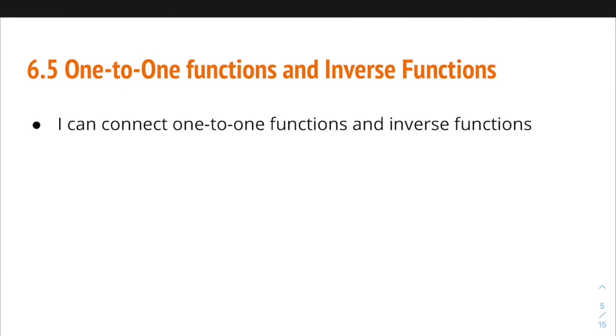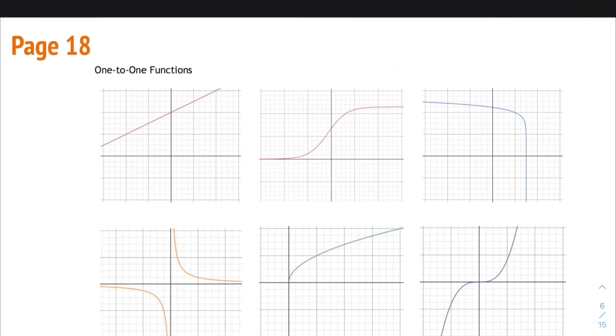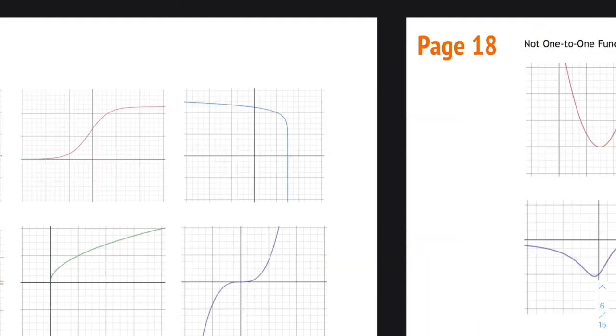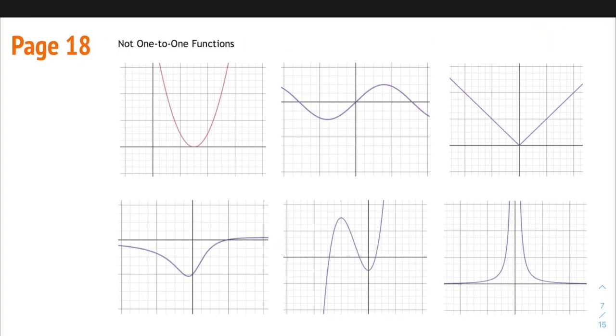Okay, students, this is your 6.5 lesson, which is talking about one-to-one functions and inverse functions. We're going to just take it a step further with these one-to-one functions, so we're going to make a connection between the two. The first thing I'd like you to take a look at on page 18, there are pictures of one-to-one functions and also functions that are not one-to-one. I would like you to make some observations. Go ahead and pause this and see if you can make any conclusions about these groups of graphs.